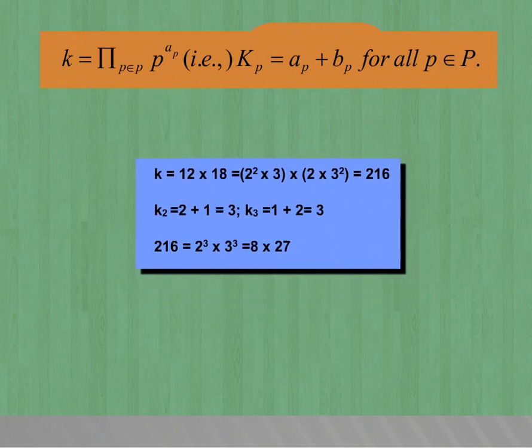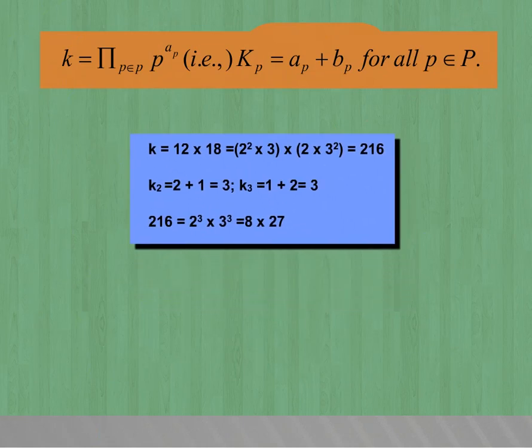K is equal to 12 into 18, which is equal to 2 square into 3 into 2 into 3 square, which is equal to 216. K2 is equal to 2 plus 1, which is equal to 3. K3 is equal to 1 plus 2, which is equal to 3. 216 is equal to 2 cube into 3 cube, which is equal to 8 into 27.